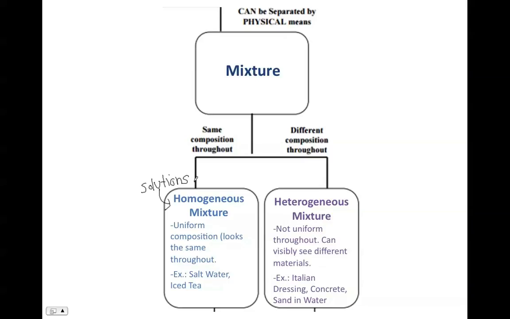So great examples are salt water when all the salt has been dissolved, iced tea, and a lot of different bottled beverages. Specifically ones that are transparent, that allow light to go through, are great examples of homogeneous mixtures.